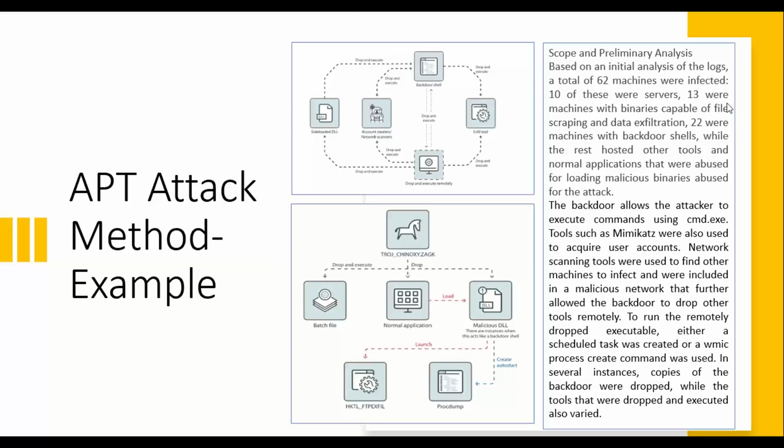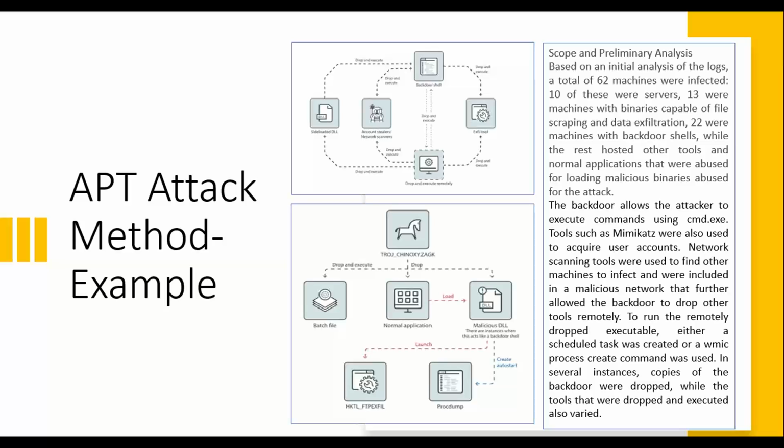10 of them were servers, 13 were machines with binaries capable of file scraping and data exfiltration. 22 were machines with backdoor shells, while the rest hosted other tools and normal applications. Backdoor allows the attacker to execute commands using cmd.exe. Tools like Mimikatz were also used to acquire user accounts. Network scanning tools were used to find other machines to infect and were included in a malicious network.